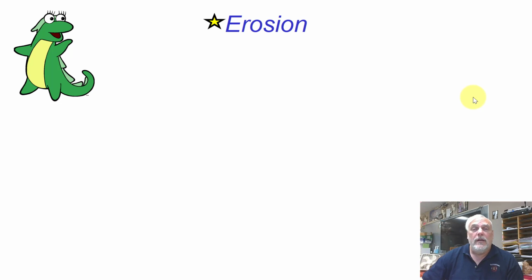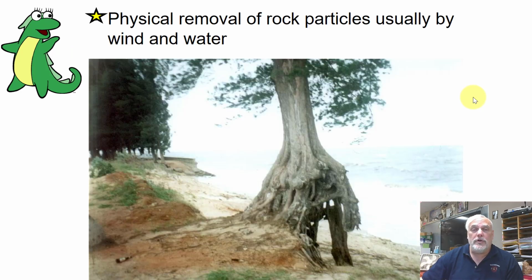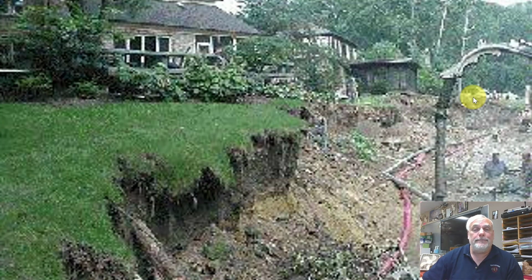After weathering occurs, you're going to have erosion. Erosion is when the parts that were broken off during weathering get taken away. So it's a physical removal of rock particles, and that's usually done by wind and water. Here you see some photos of erosion. You see this poor guy, his backyard is vanishing. That's not a good situation you want to be in.